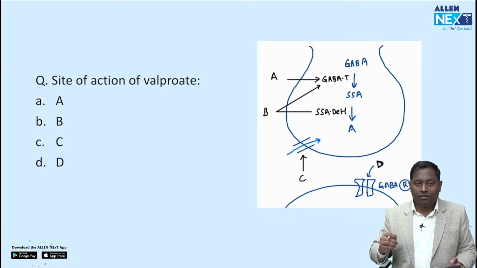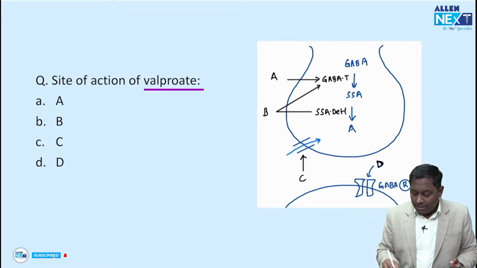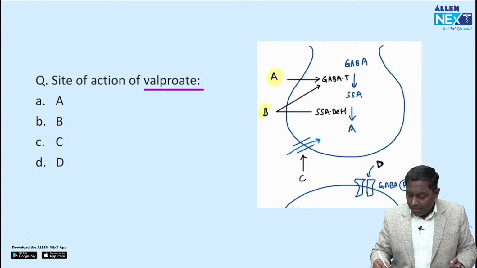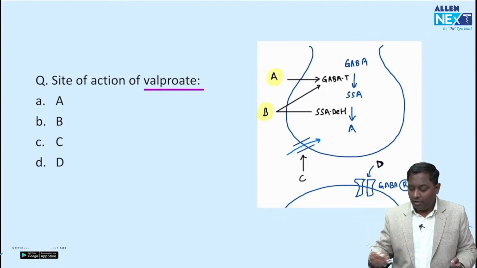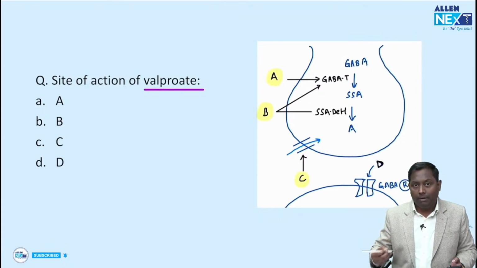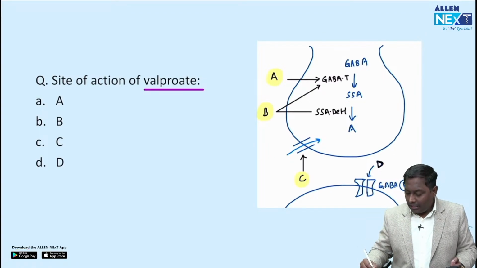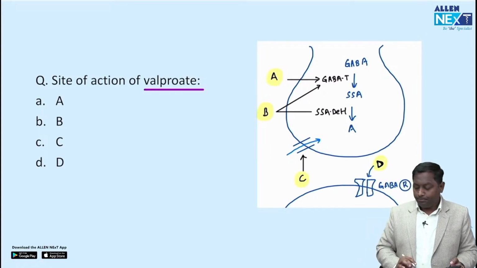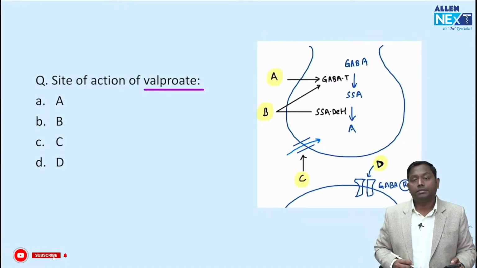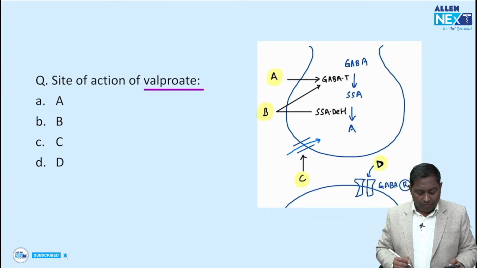So, site of action of valproate. Was there a question something like this, boys and girls? Site of action of valproate? A, B, C, D. So there are 4 sites here. A here is given only at the GABA transaminase. B here is given SSA dehydrogenase and GABA transaminase both. C here is possibly GABA reuptake inhibitor, and D here directly at the GABA-A receptor. If there was a question something like this, and they are asking what is the site of action of valproate.